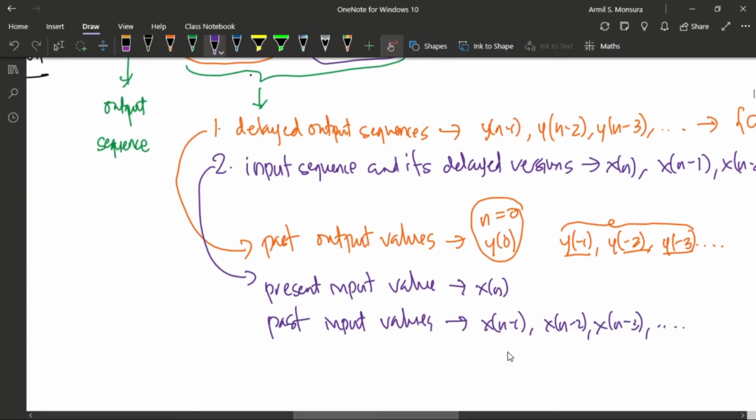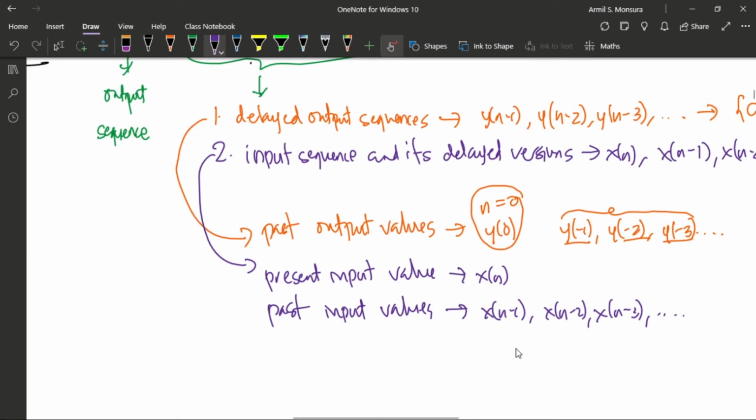Kapag kinompute natin yung output ng y of n, and say n equals 0, then this one becomes x of 0, which is, with respect dun sa pinag-uusapan nating time index, the present input value. While pag pinalitan nyo ng 0 tong mga n na to, so yung x of negative 1, x of negative 2, x of negative 3, again, with respect dun sa pinag-uusapan nating time index, these are past input values.